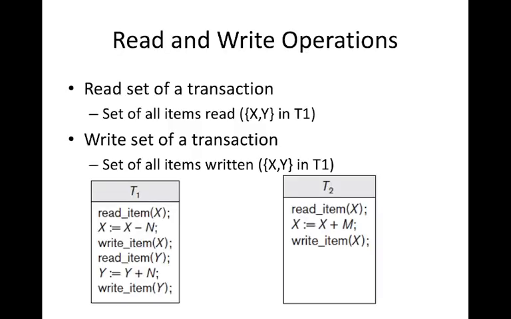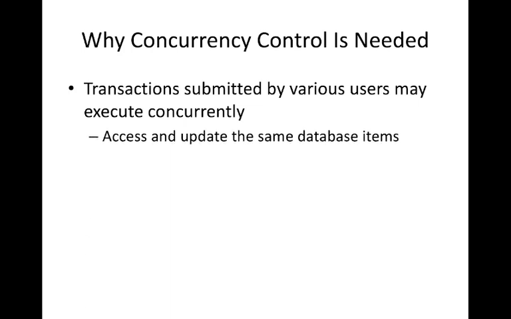So if we execute these two transactions, T1 and T2, concurrently in an uncontrolled manner, then there will be some problems that can occur in our database. If we try to execute them concurrently, they will work in an interleaved manner. For example, we will see that now.